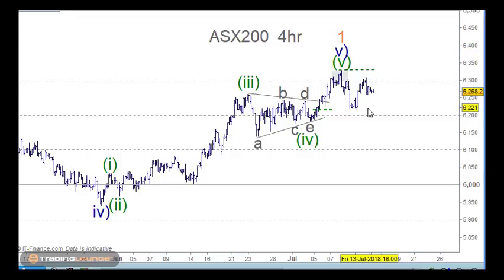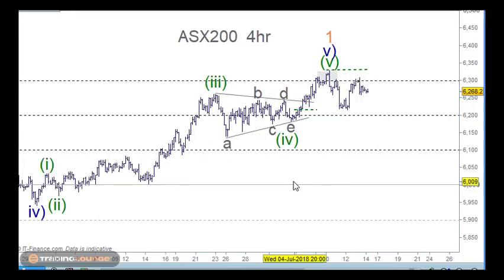Technically it doesn't sort of fit because this wave 4 has come back and overlapped wave 1 here, but I've seen weirder things, so we need to be mindful of a few things.